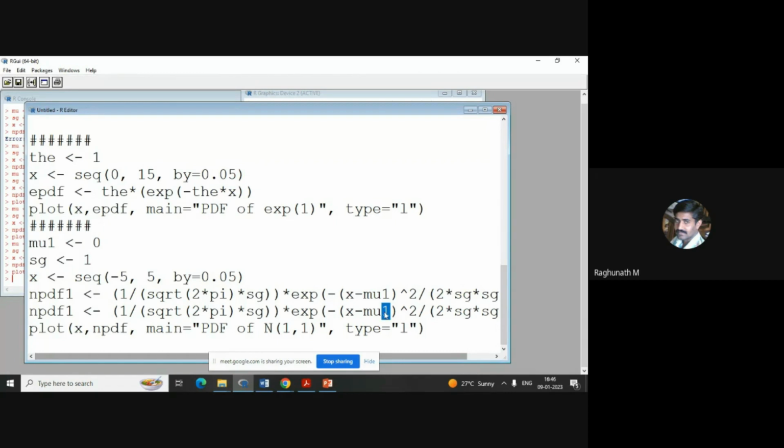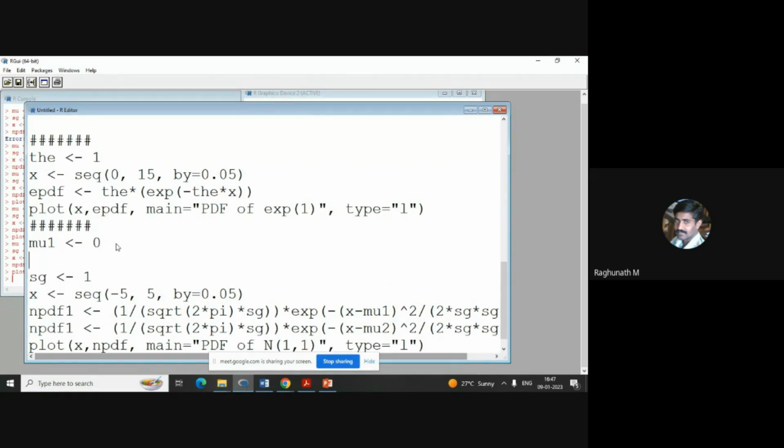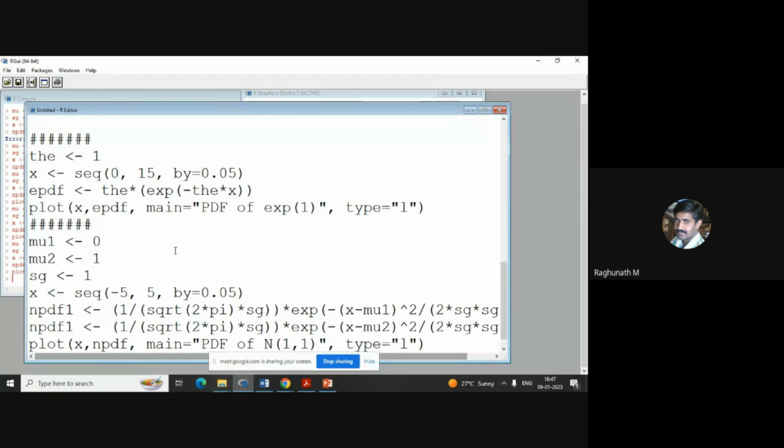So this I will call it as mu2. Means I will compute both mu1 and mu2 for these values, whatever the PDF is there. I have taken both 0 and 1 for the mu. Sigma I have retained same. If you want, you can define sigma 1, sigma 2, and you can also change that. That depends on your interest. So now here I am computing the PDF for both the values, and I am going to add both the graphs in one plot, both the lines.